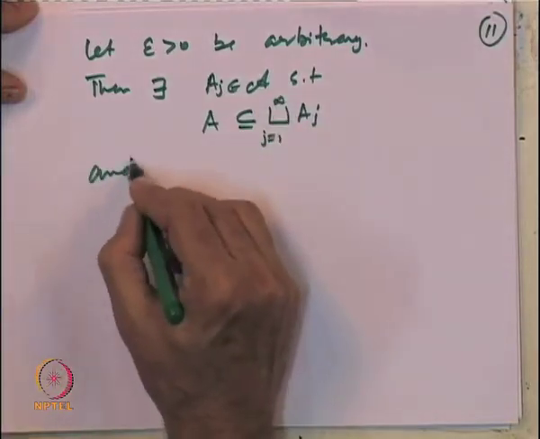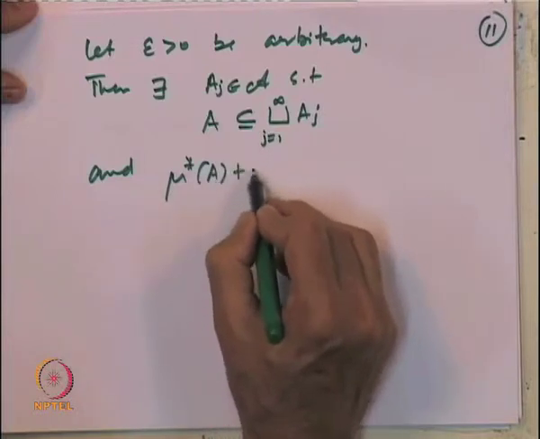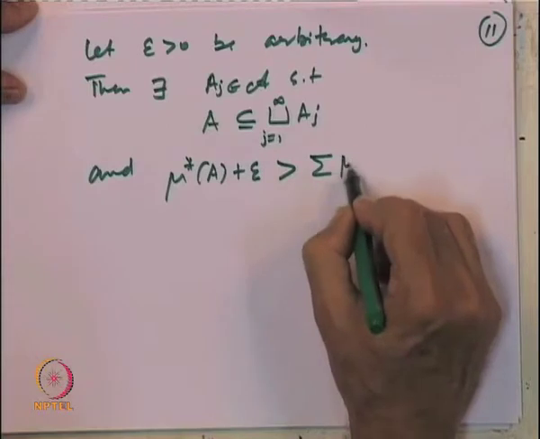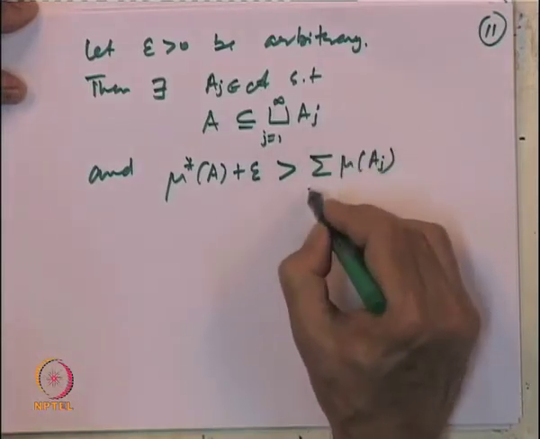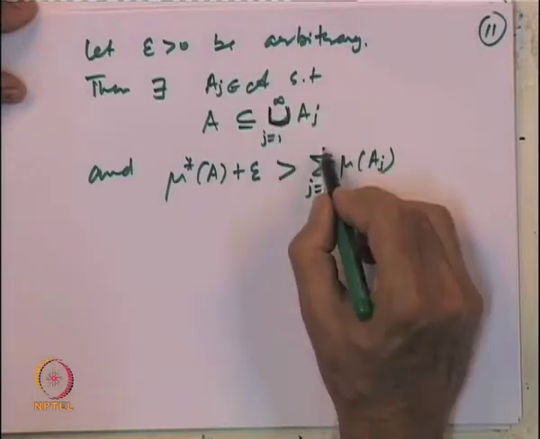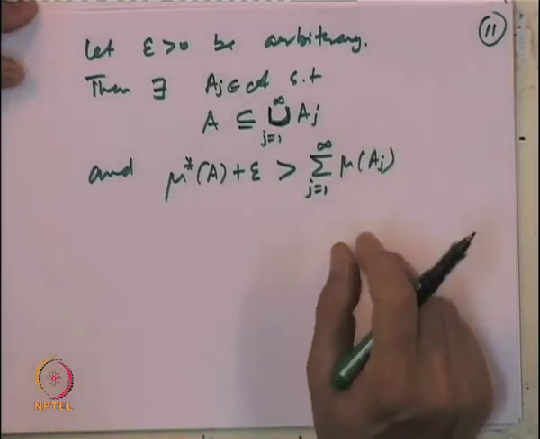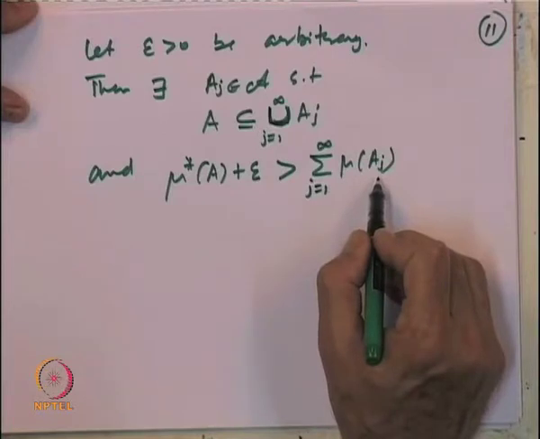and the infimum says that mu star of A plus epsilon cannot be the infimum, so it has to be bigger than the summation of mu of A j's. So, there is at least one such covering possible. This is infinity, this is not necessarily disjoint, we can make it so, we will see it later on. So, this is finite. Okay.